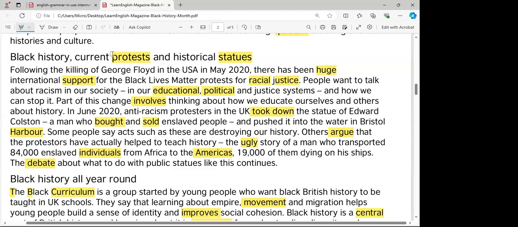Some people say acts such as this are destroying our history. Others argue that the protesters have actually helped to teach history. The ugly story of a man who transported 18,000 enslaved individuals from Africa to the Americas, 19,000 of them dying on his ship. The debate about what to do with public statues like this continues.